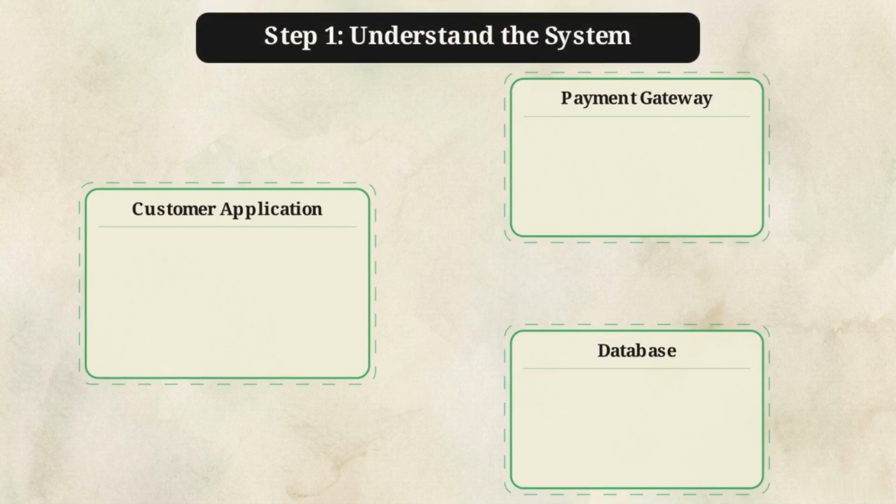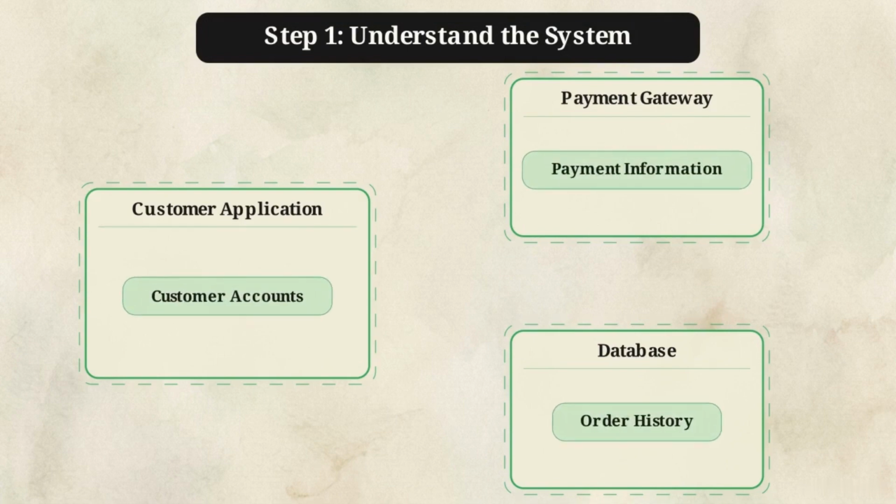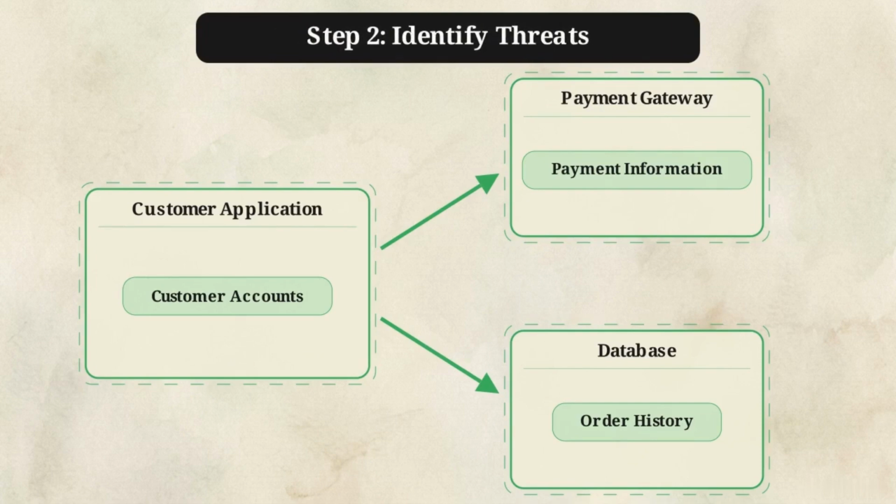Threat modeling follows a strict 4-step process. Step 1 is to understand the system. You identify exactly what assets live inside these nodes. For this platform, we protect customer accounts, payment information, and order history. You also map how information moves between these assets.